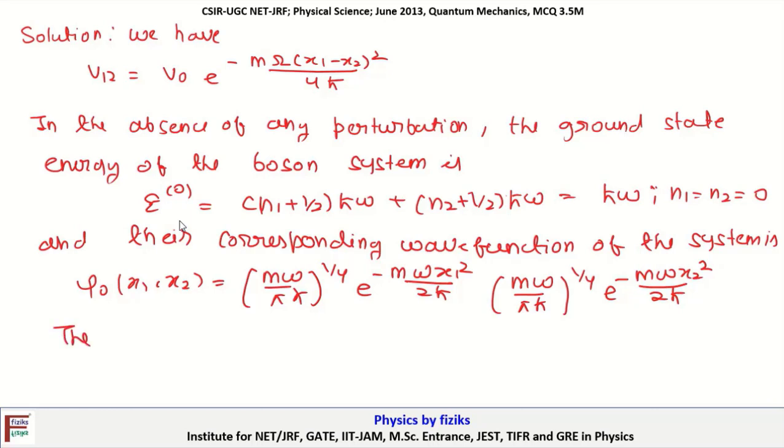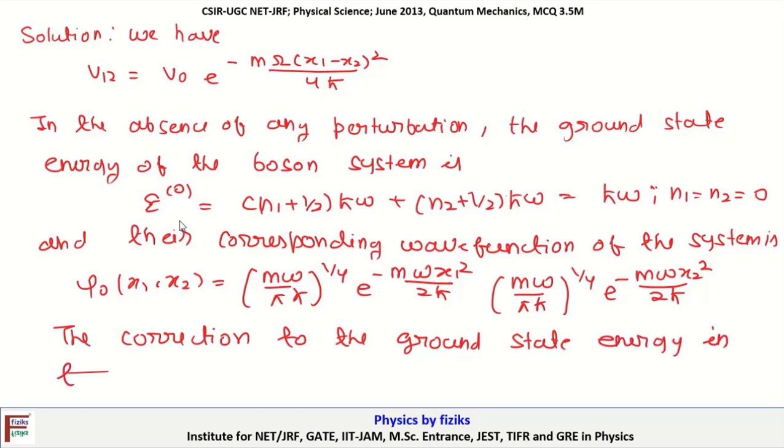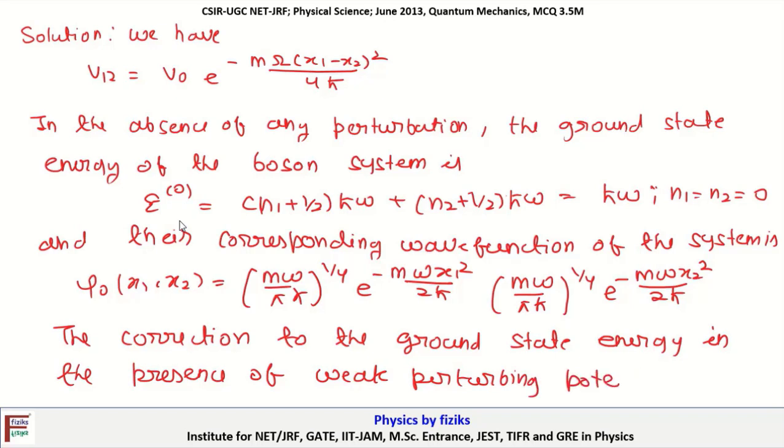The correction to the ground state energy in the presence of the weak perturbing potential is E1 equals psi 0 V12 psi 0.